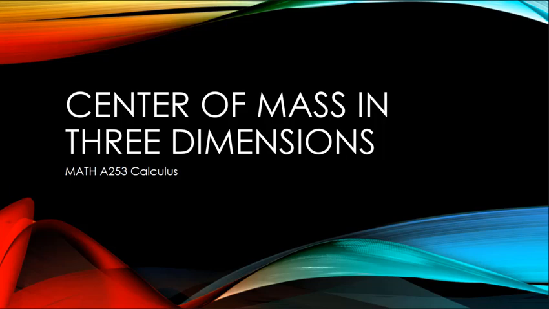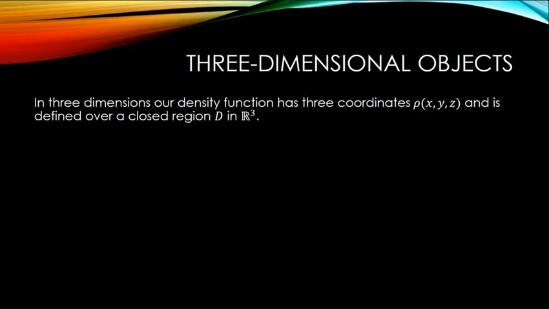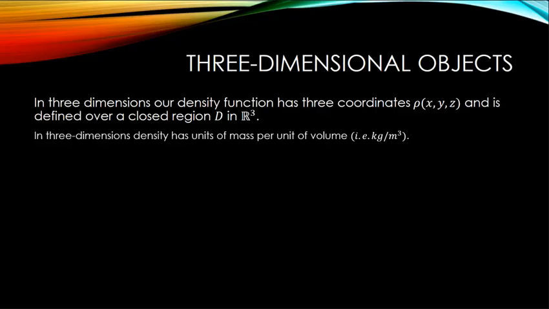Now I want to take a look at finding center of mass in 3 dimensions. In 3 dimensions, the density function will have 3 coordinates. So my rho will be given in terms of x, y, and z, and it will be defined over a closed region D in R3 space. In 3 dimensions, my density will have units of mass per unit volume, such as kilograms per meter cubed.